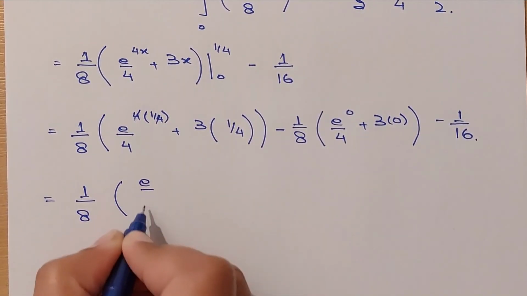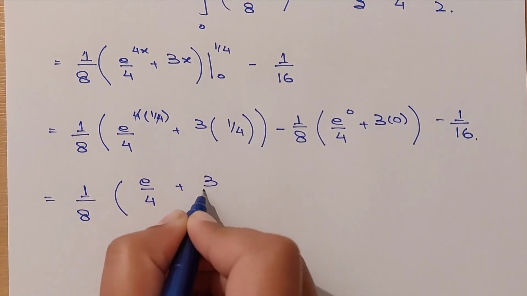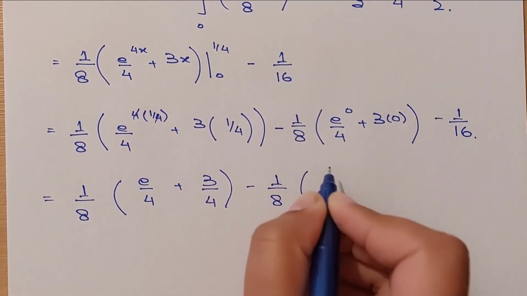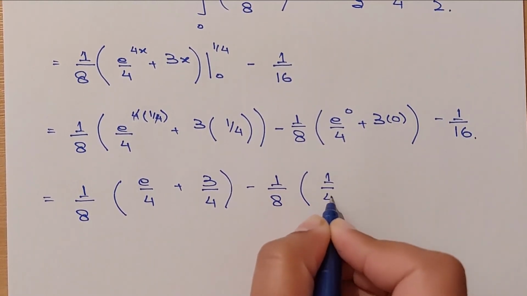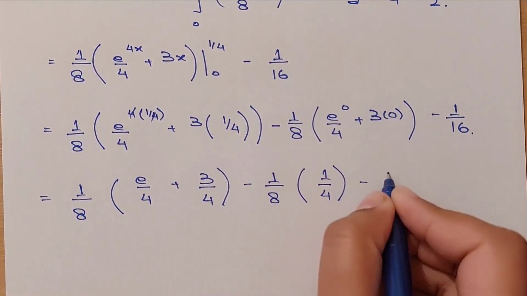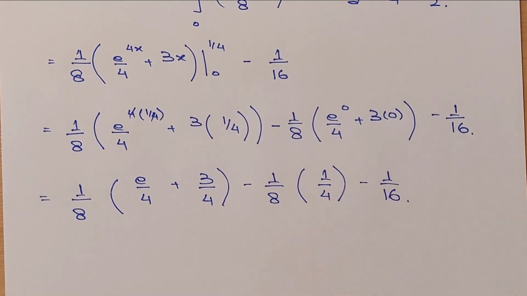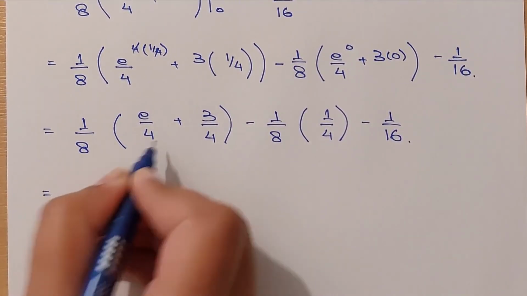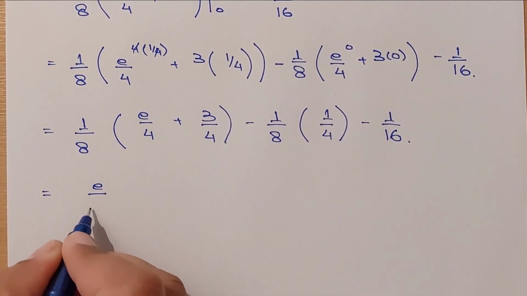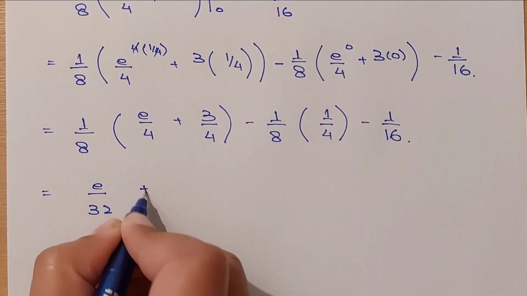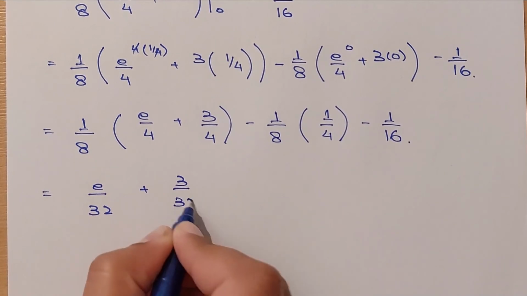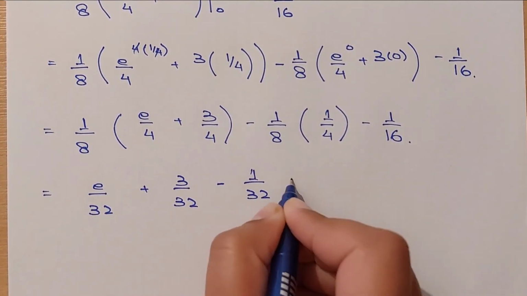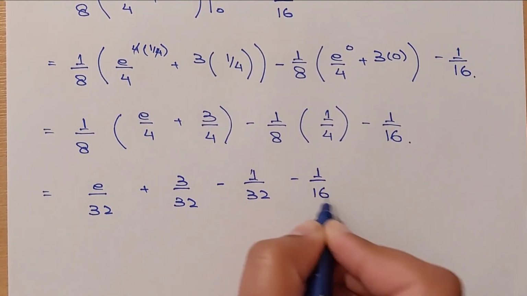The answer is e by 4 plus 3 by 4, minus 1 by 8 times the lower limit: here e power 0 is 1, divided by 4, and 3 times 0 is 0, minus 1 over 16. Right, open the brackets. We have e over 4 times 8, which is 32, plus 3 over 32, minus 1 over 32, minus 1 over 16.